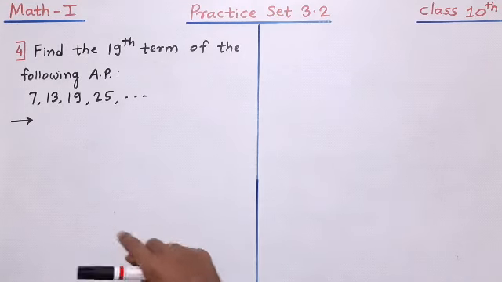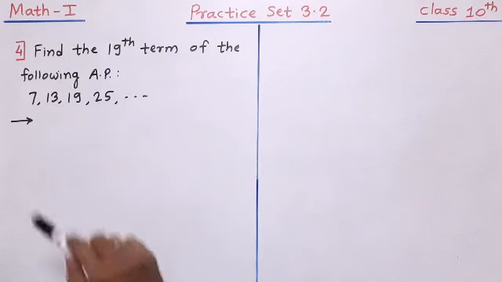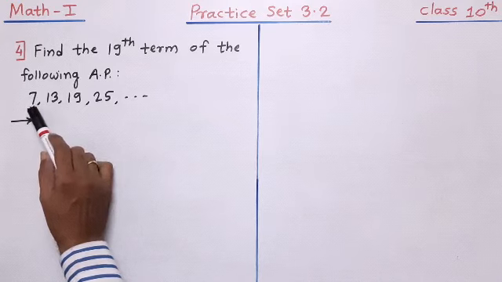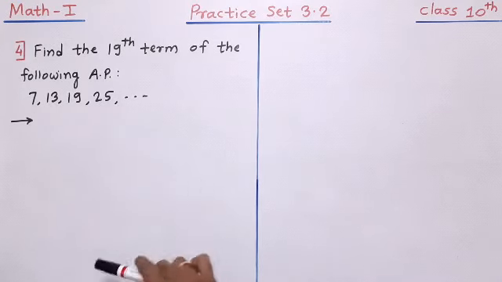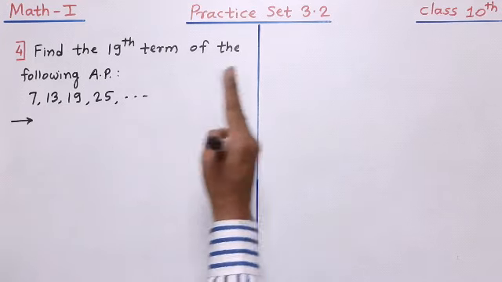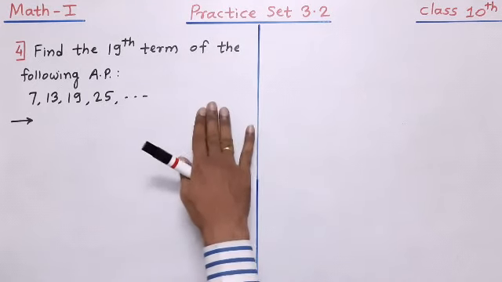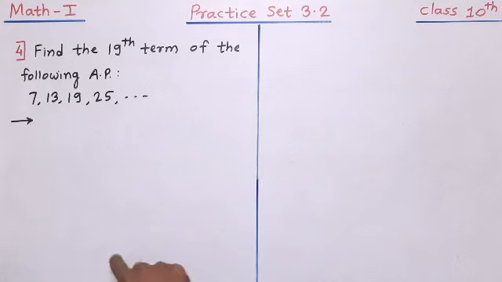Now the fourth question is here. Find the 19th term of the following AP. See, this AP, means arithmetic progression, is given: 7, 13, 19, 25 and so on. Means 4 terms are given here, and we have to find the 19th term. Without finding the intermediate terms, we have to find directly the 19th term of this AP. And how can we do that?